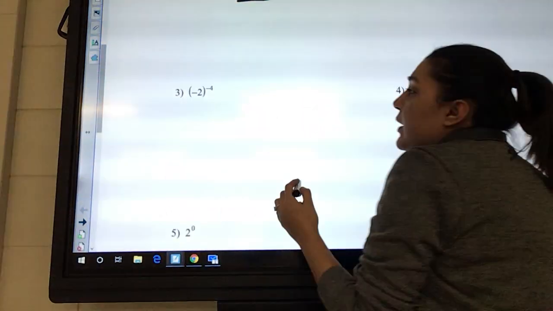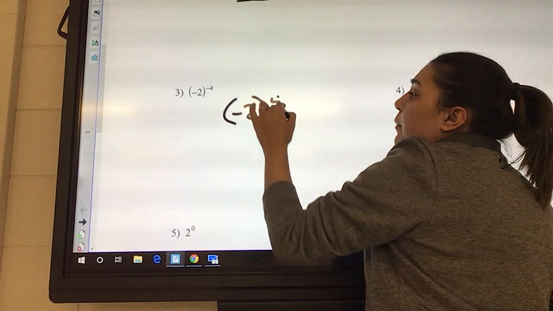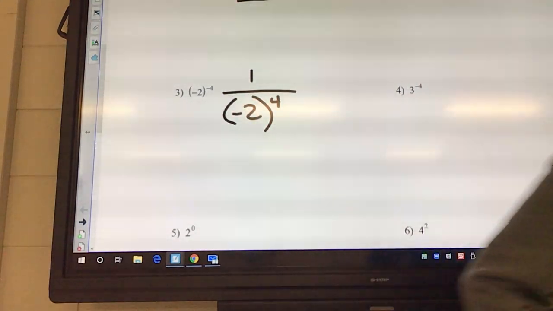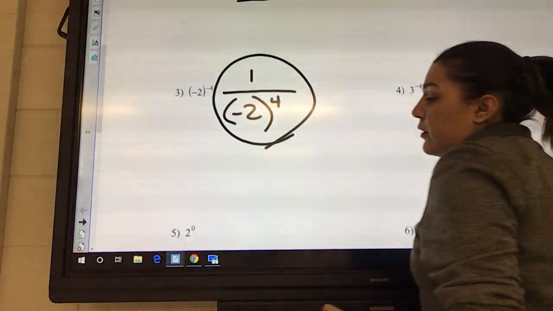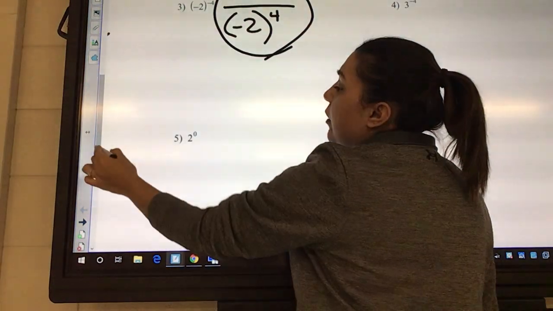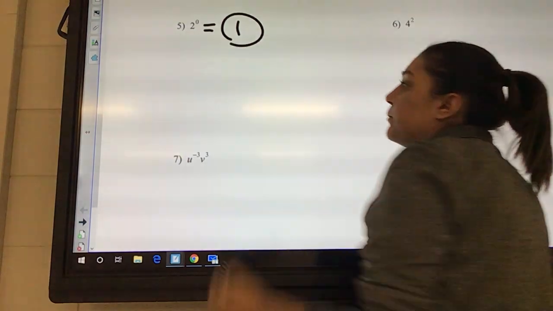Okay, so this one, same thing, I have a negative, so we keep the same, and I'm gonna do a positive 4, and I'm gonna put it over 1. Okay, and so this is gonna be your answer. Okay, the next one says 2 to the 0. Well, anything to the 0 power is always 1.